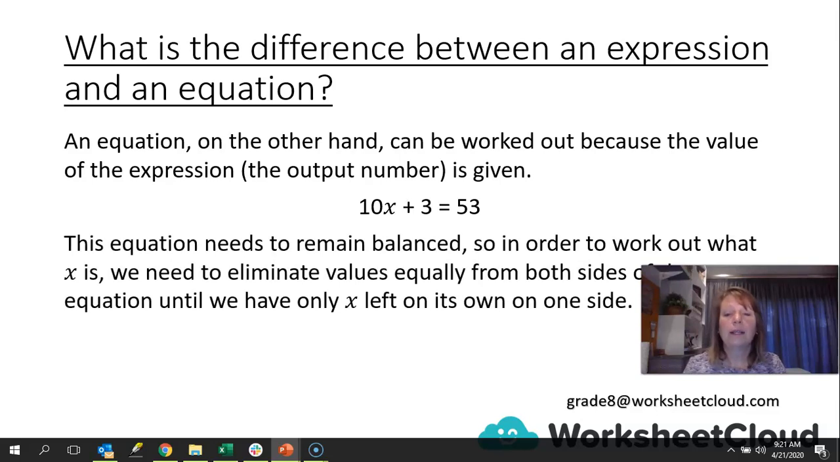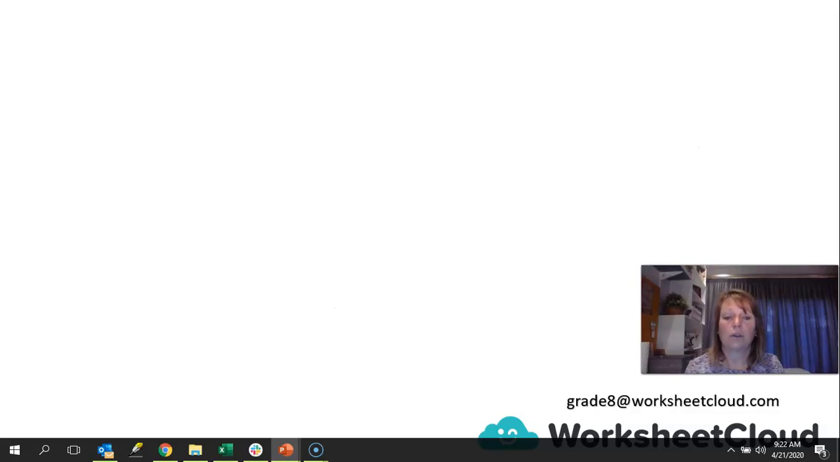Like I said, this equation needs to remain balanced. So in order to work out what x is, we need to eliminate the other values equally from both sides. Remember, if you've got a scale and you add something to one side and not to the other side, it's going to become unbalanced. We need to keep this equation balanced at all times. So what we do to the one side, we have to do to the other side. And the whole point is to get x on its own.